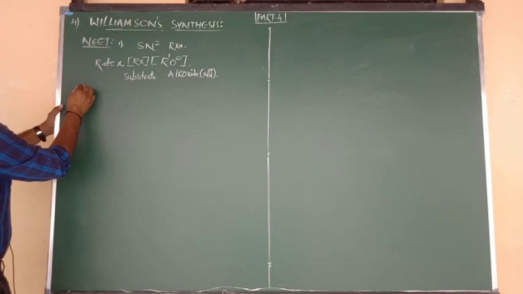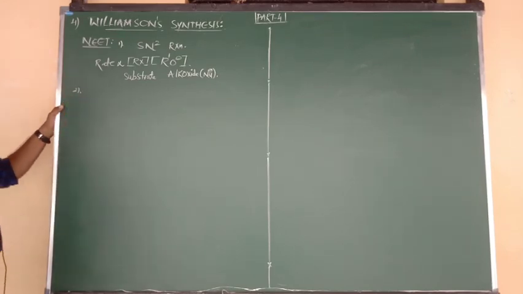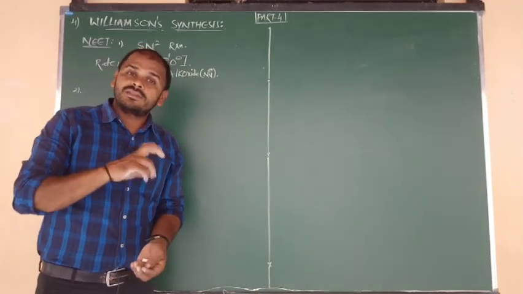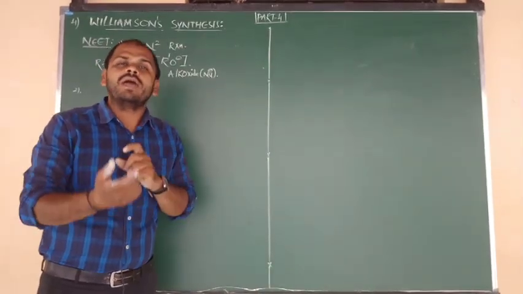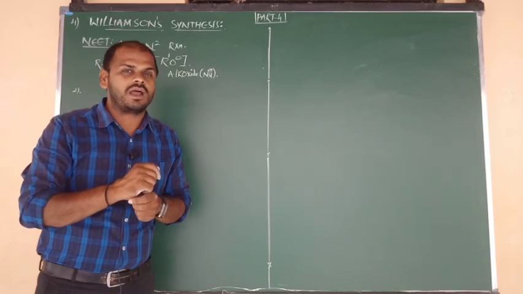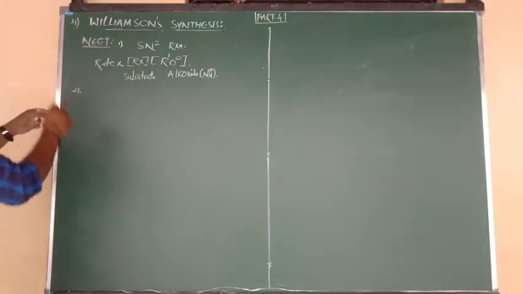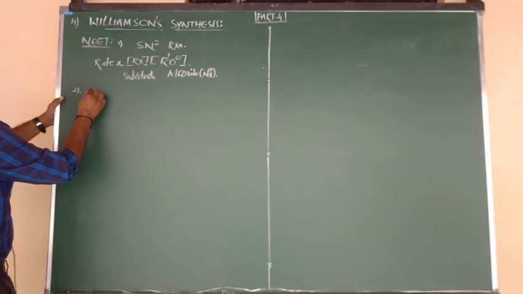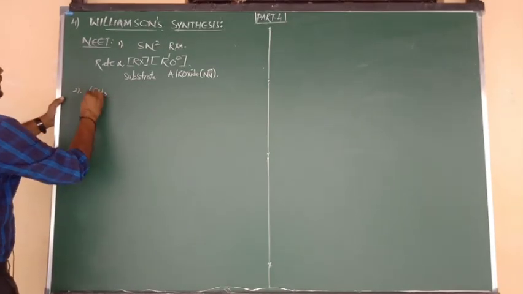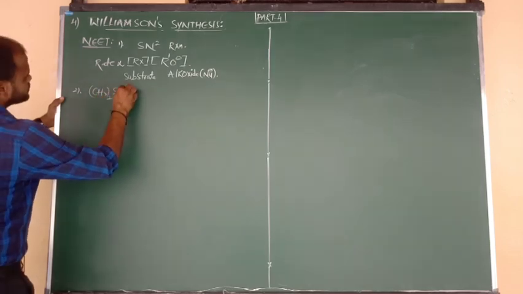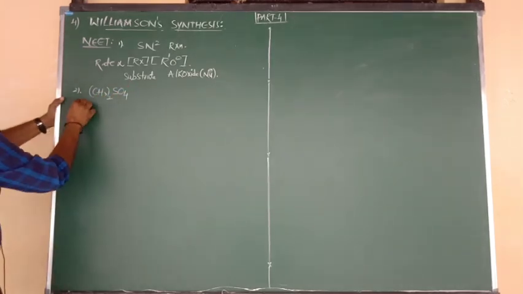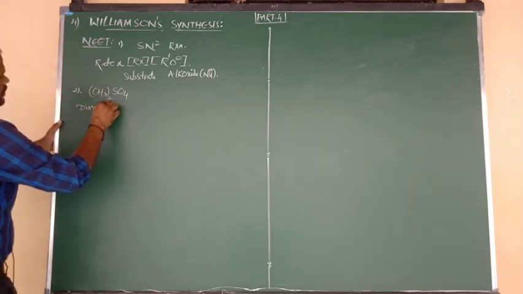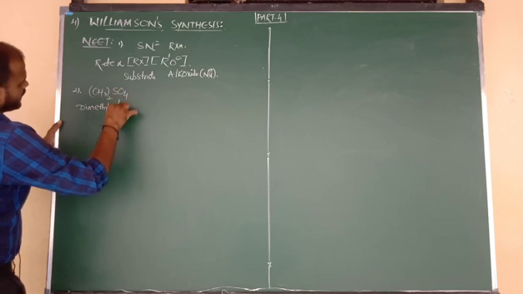Good. Next point, very important, I want to discuss with you. Williamson's ether synthesis. For Williamson's ether synthesis, we have another equation, only from an objective point of view. What is the other definition of Williamson's ether synthesis? (CH3)2SO4, which is dimethyl sulfate.